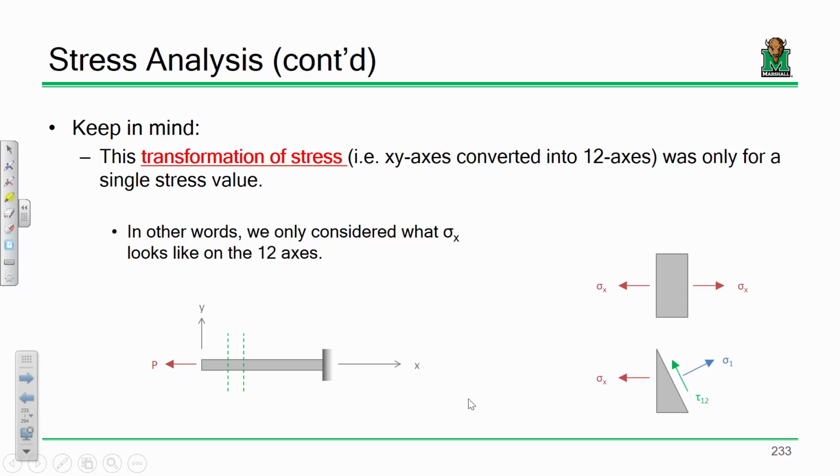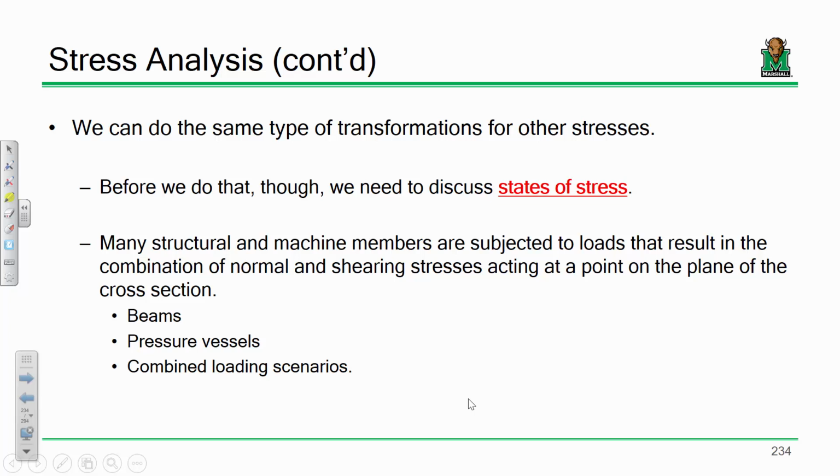So I could do that whole derivation I just did again for what happens if you have a stress in the y direction. If you have a stress in the y direction, you're going to generate different stresses, maybe a sigma 2 or another tau 1,2 or what have you. If you do that, you will get what's called a different state of stress. Let's talk about states of stress.